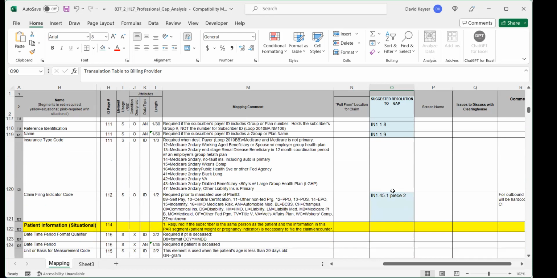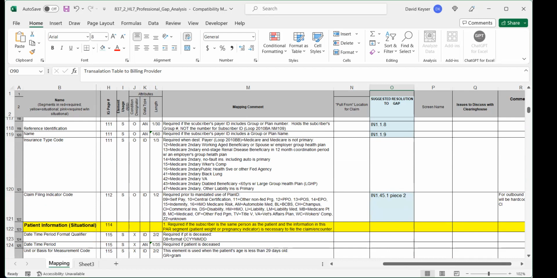But all I want to show you is that when you have a gap analysis tool, you can really go line by line, depending on what it is, to see what changes you need to make. All right, so that's one.